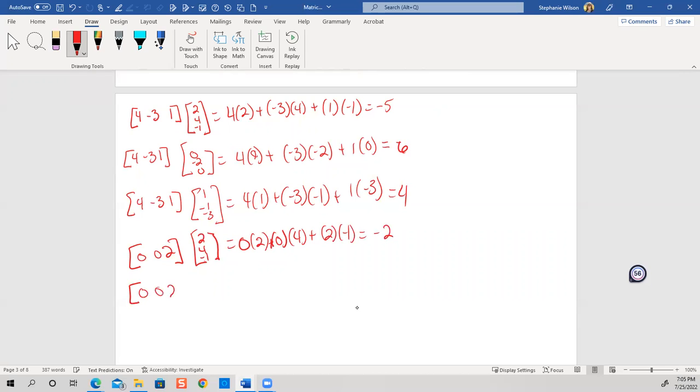Row 2 times column 2. My notation got a little messy here. Let me clean that. There we go. Times column 2. So I have 0, -2, 0. And what is our answer here? If you notice, it's going to be 0, but let me write it out for you.